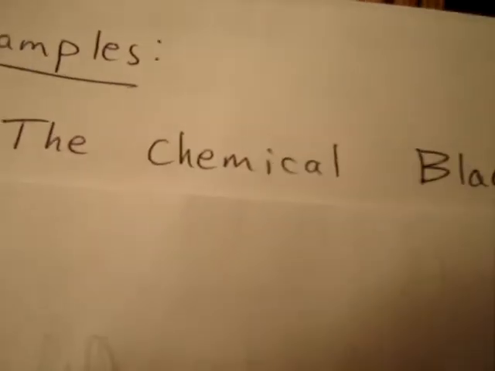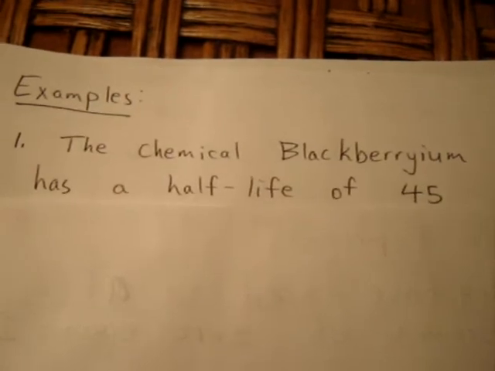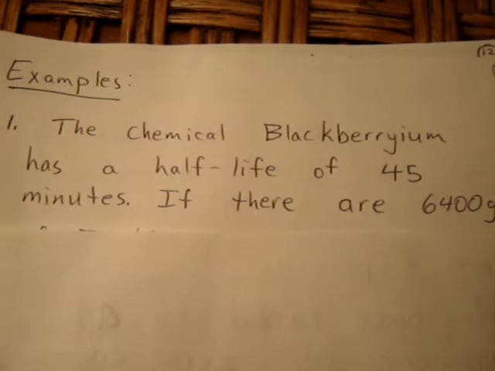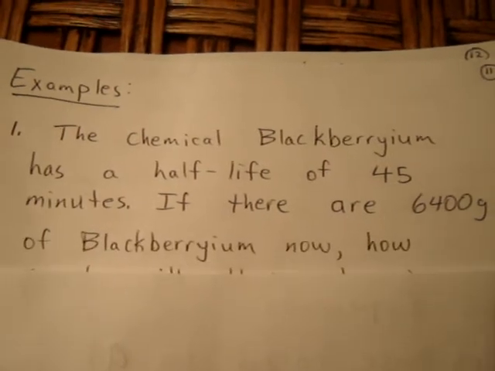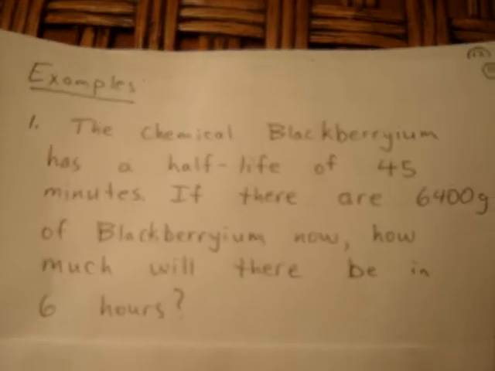So let's do an example from scratch. And you might be wondering, is there a formula for this? The answer is yes. Imagine the chemical black barium has a half-life of 45 minutes. Imagine further that there are 6,400 grams of black barium now, and we'd like to know how much there will be in 6 hours.